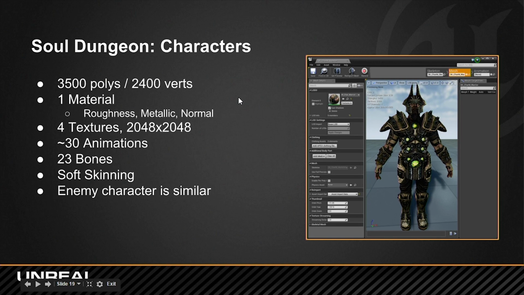And characters, again, a little bit lower in terms of poly count than a last-gen AAA console PC type of asset. However, again, using the full boat of material effects, large textures, 30 animations for this particular character, 23 bones, all soft-skinned, and there's a very similarly spec'd enemy character that spawns on screen.